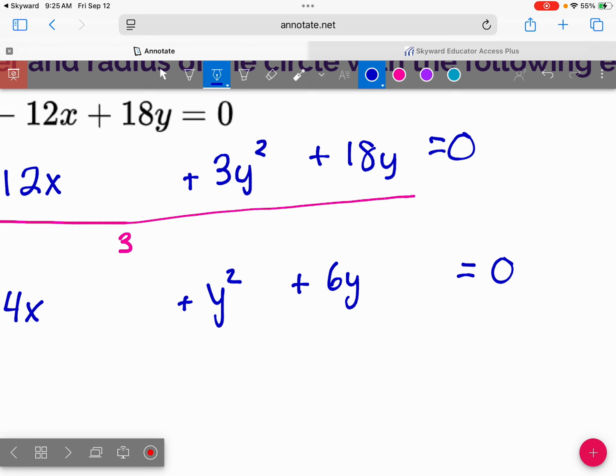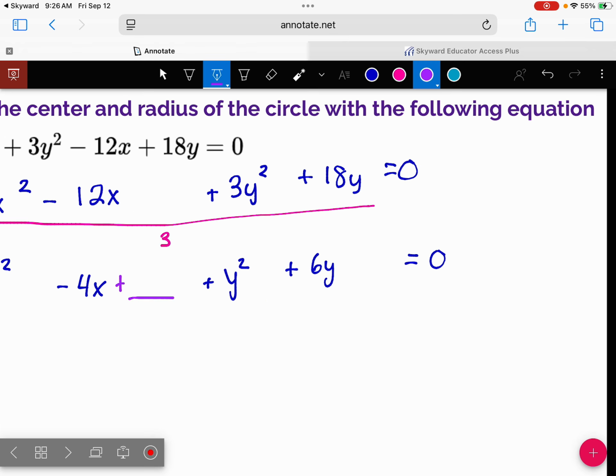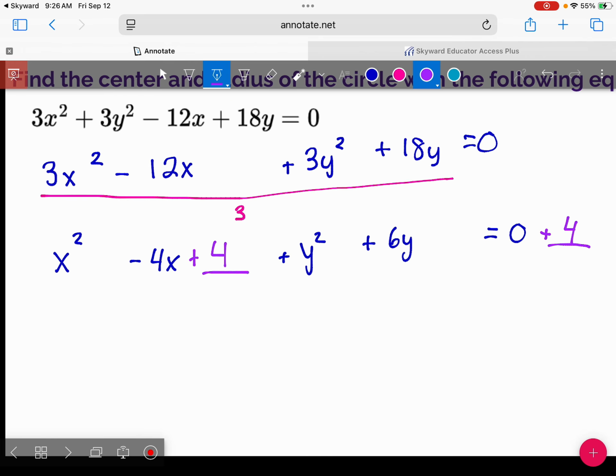Now those gaps are intentional. Because if I just look at my x's here, what could I add there to make that be a perfect square trinomial? Our b divided by 2 would be 2, which makes this thing 4. So if I add 4 right there, which means I have to add 4 to the other side, I could rewrite this piece as x minus 2 squared.